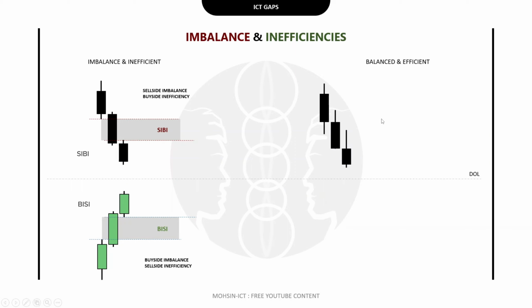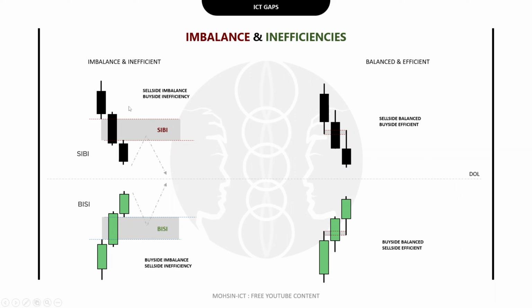In the balanced or efficient price action, we are offering both buy side with this wick and sell side with this wick. So there's no gap in between them. Hence, this is sell side balance and buy side efficient price action. Same goes for the bullish example. You see, we are offering buy side with this wick right here and sell side with this wick. Hence, this is balanced price action as well.